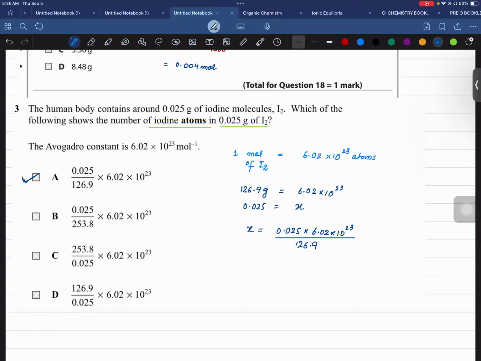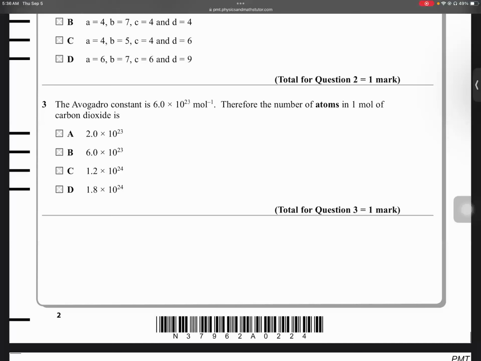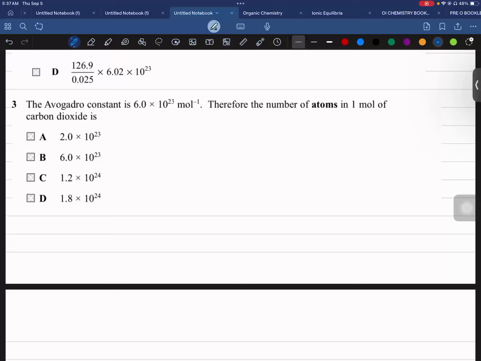See this question. Question number 3. You are saying B, B for ball, right? Noor? Okay. Let me check this. I'm not sure.